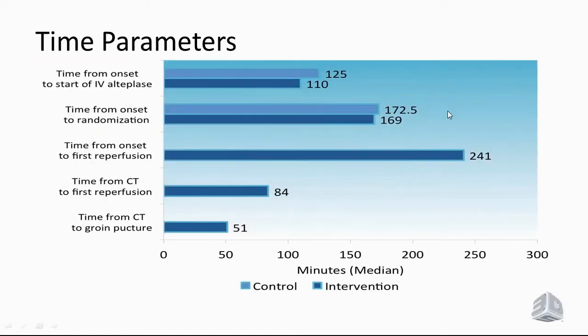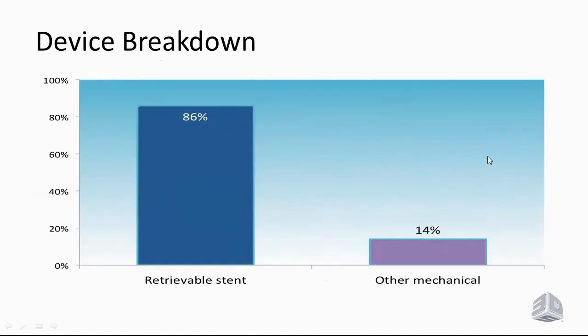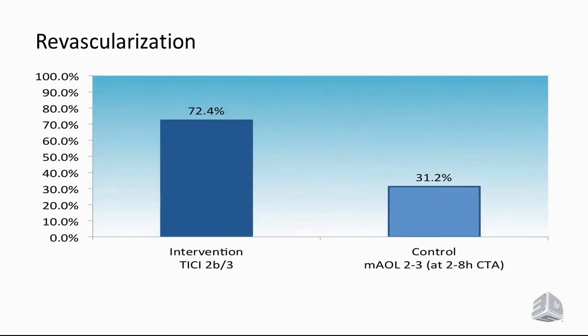And here you can see this just shows the time parameters documenting how long it took to get TPA, how long it took to get randomized, how long it took to get the CT scan, how long it took from the CT scan to get the groin puncture and to get mechanical thrombectomy device in place. And again, the vast majority of these patients were treated with stent retrievers. And you can see that an almost equal percentage, 72.4%, had 2B3 reperfusion, really pretty good, whereas by comparison the control group had reperfusion less than half of that.